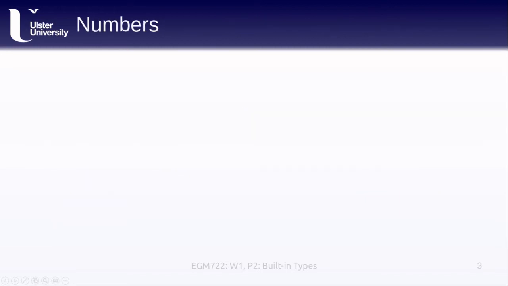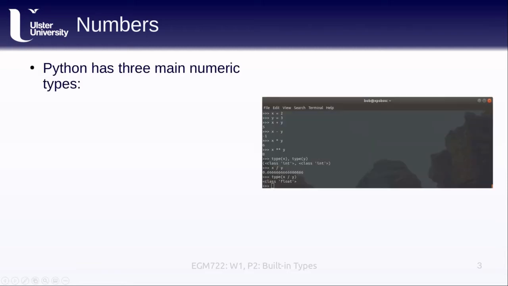So the first broad category of built-in types that we will be discussing in this lesson are numeric types, or types that deal with numbers. Python has three main numeric types. The first of these is an integer, abbreviated as an int, and these are whole number positive and negative values. The second main numeric type is something called a floating point or decimal number.